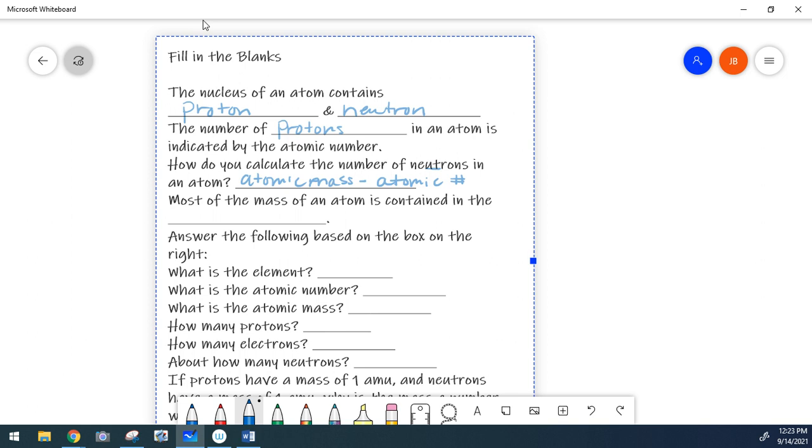Okay? Most of the mass of an atom is contained in the what? Irene? Nucleus. Is she the only one that knows the answers? All right, so we got an answer to the right, so I got to clip this one. Hold on.